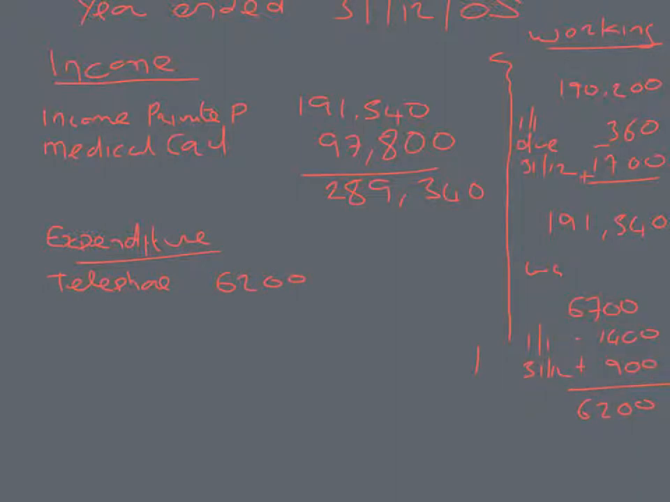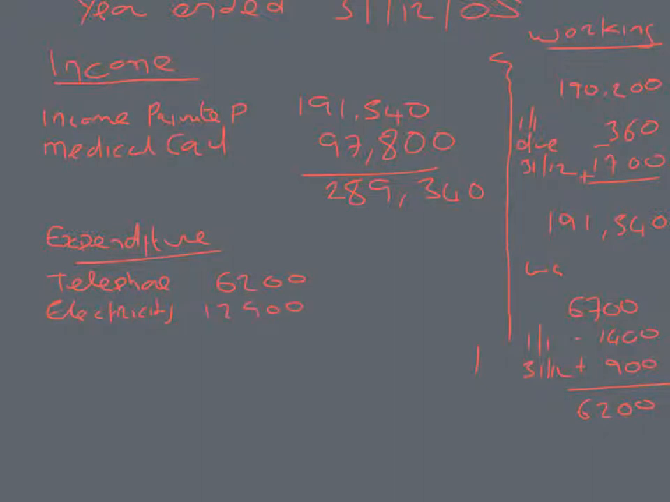The next expense then we'll look at is electricity, and there is no working for electricity. There's nothing else that affects electricity, so that can head straight in, and that is 12,900.